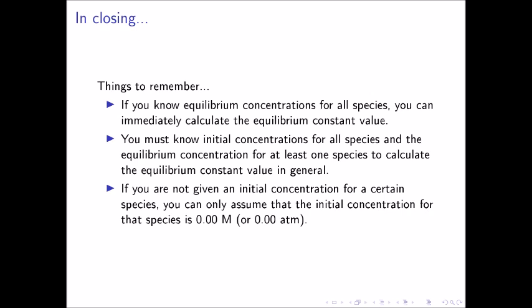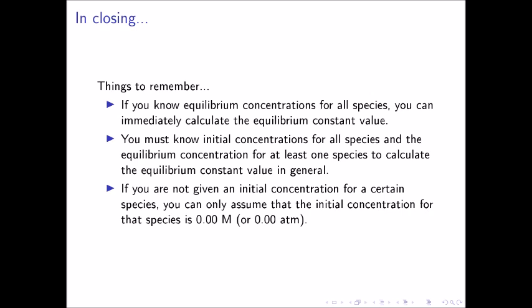In conclusion, there are several things to remember. 1. If you know the equilibrium concentrations for all species, you can immediately calculate the equilibrium constant value without the use of an ice table. You merely substitute your equilibrium concentrations into your Kc expression and calculate directly. 2. You must know the initial concentrations for all of the species and the equilibrium concentration for at least one species to calculate the equilibrium constant value in general.